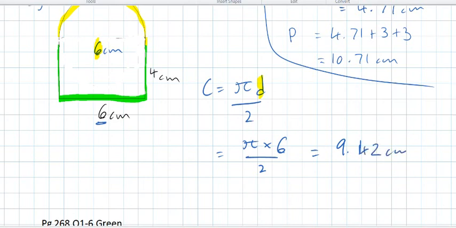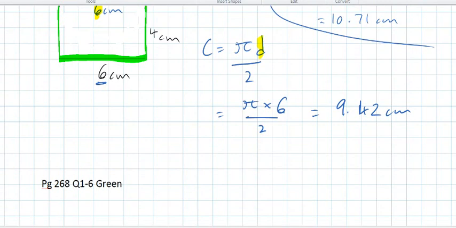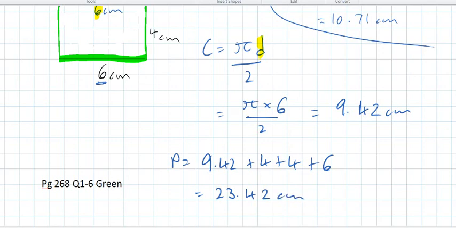9.42 centimeters. However, that hasn't got us the entire perimeter yet because we still have to add the other 3 sides. So our perimeter is equal to 9.42 plus 4 plus 4 plus 6, giving us a total of 23.42 centimeters for a perimeter.